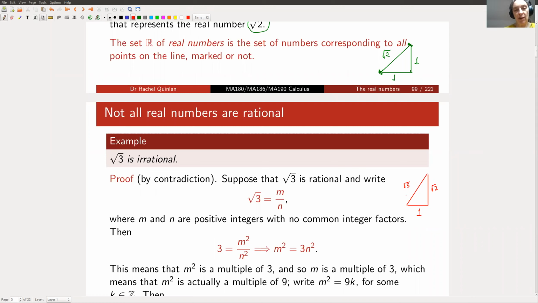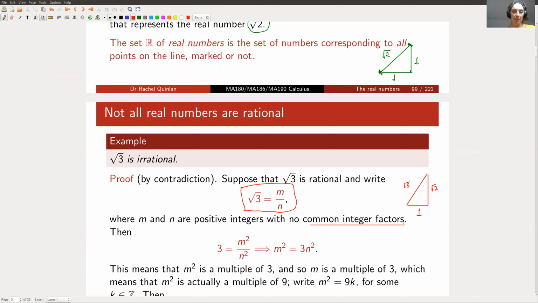So if the square root of 3 is a rational number, then we can write it as m over n, where m and n are positive integers with no common integer factors. In other words, we've cancelled off any common integer factors that were present in the first version, and we've written down a version that doesn't have any. And you can certainly do that with any fraction. You can reduce it to simplest terms by cancelling off any common factors. Okay, that's going to be important at the end, because that's going to be how we get a contradiction.